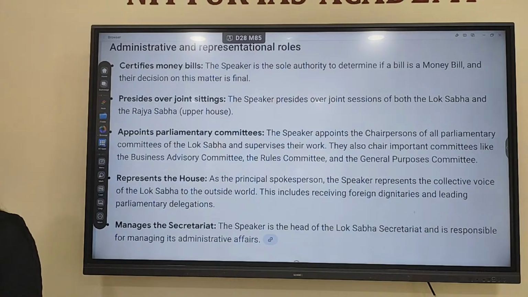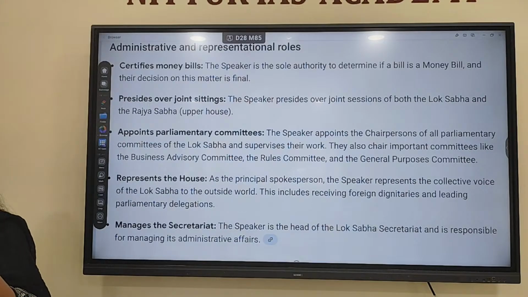And if the speaker is absent, then who will take care of the Lok Sabha? The deputy speaker. The deputy speaker will preside if the speaker is absent. And even for the joint sitting, if the speaker is absent, the deputy speaker can preside. And also, he will give the resignation to the speaker.